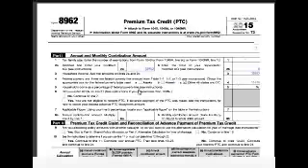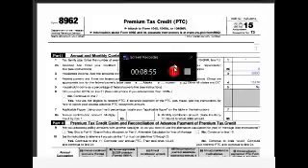Line 5 is household income as a percentage of the federal poverty line. So what you're going to do is a division: line 3 over line 4. It's really simple. You divide line 3 by line 4, and then multiply the result by 100. I repeat again, line 5, line 3 divided by line 4, and then multiply the result by 100. That's the way to do it.